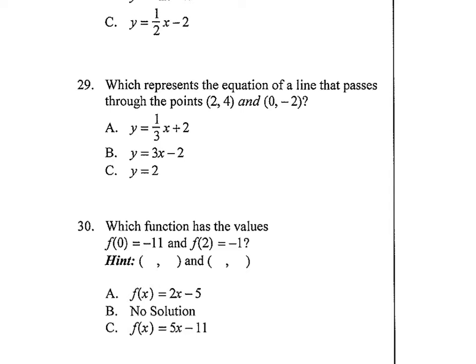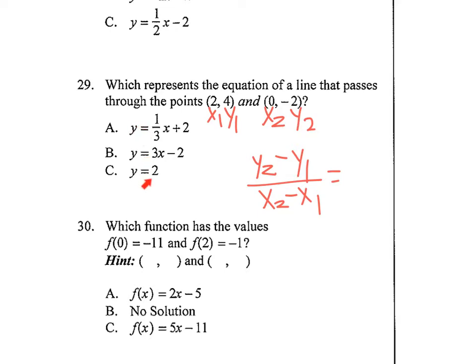Okay, they've got 3 equations listed here. They want to know which one of these has a slope that would go through these 2 points. So you need to find a slope. So x1, y1, x2, y2, remember. Now, when you work this out, the slope, whichever, 1/3, 3, or 2, whatever you get here, that's the one you're looking for.